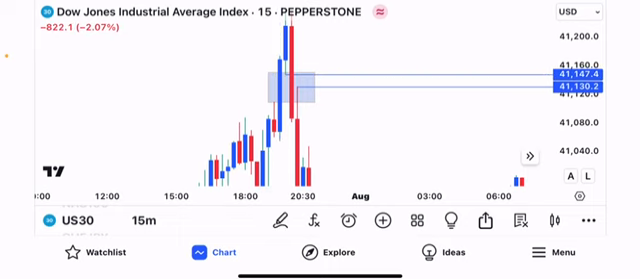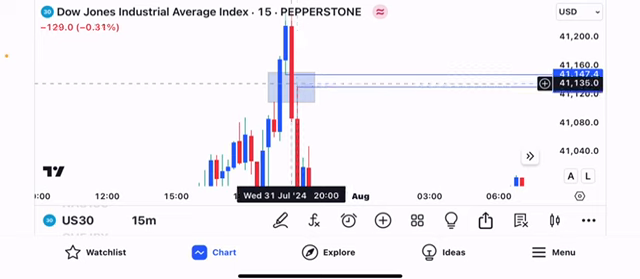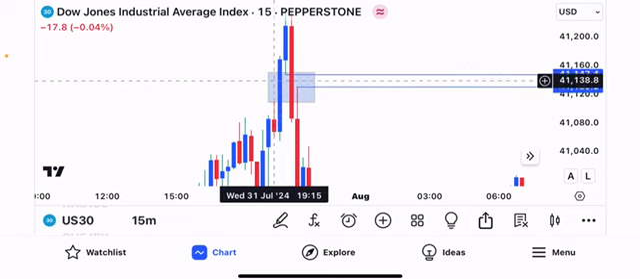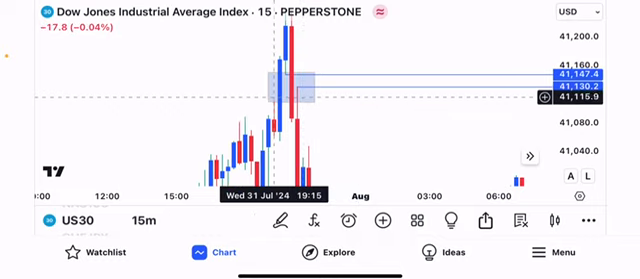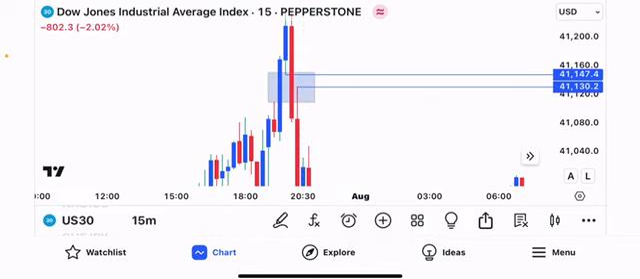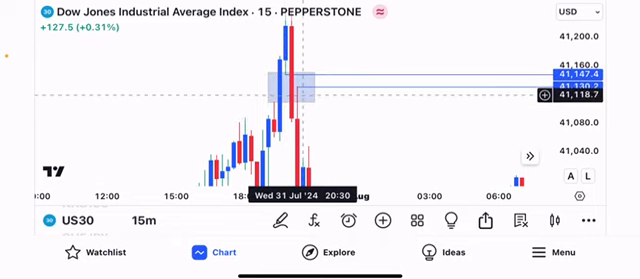Now, one can be bigger. This one can be smaller than this one, or this one can be bigger than this one. Just draw the 2 fair value gaps and then use the smallest as your BPR, your balance price range of the fair value gap. As you can see, FVG, FVG.